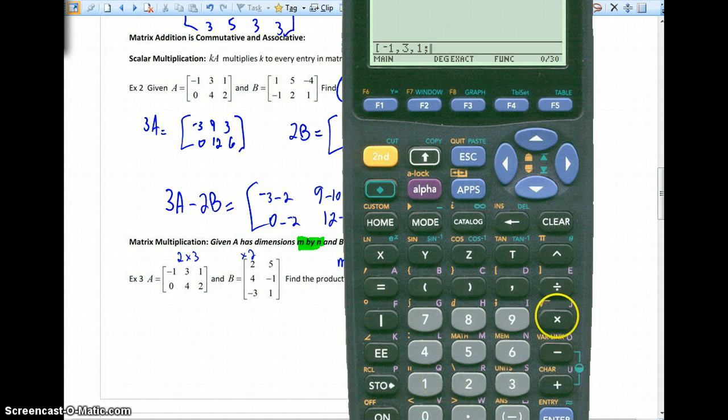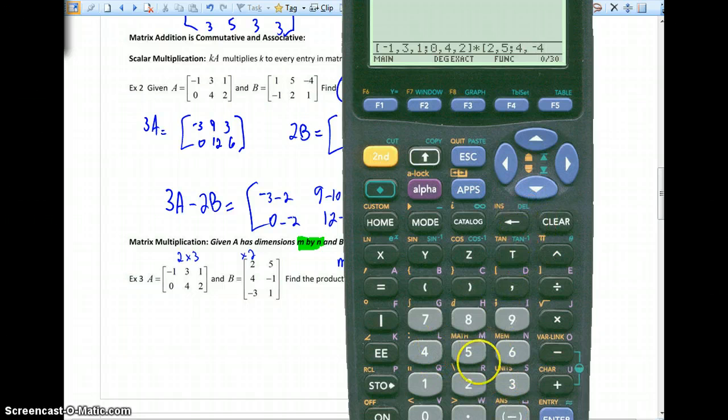Then we'll just enter in this next row. We'll type in 0, comma, 4, comma, 2. We'll close our brackets. We have now entered a matrix. Of course, we'd like to multiply. We're going to multiply that to matrix B. Now, matrix B, we're going to bring up our brackets. We'll say 2, comma, 5. But that's the end of our row. We need a semicolon right now.